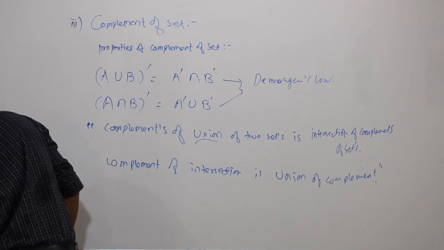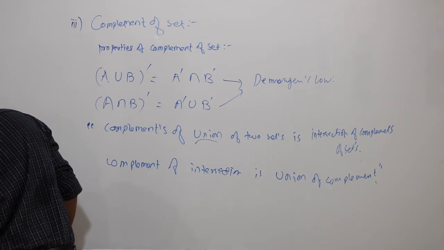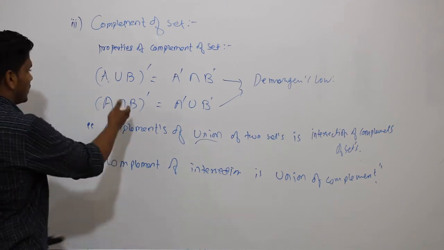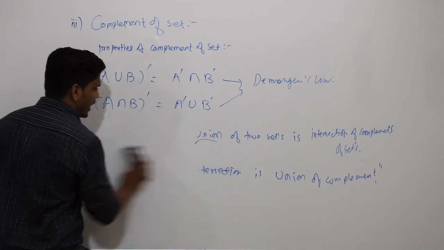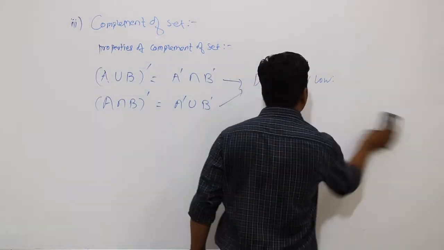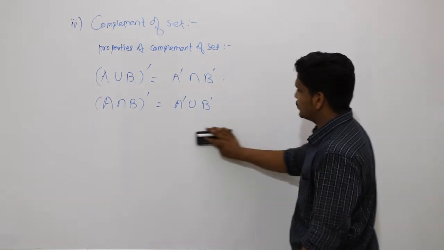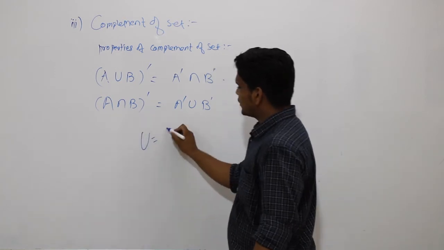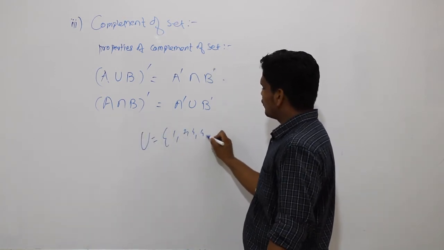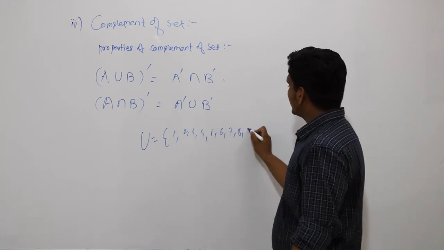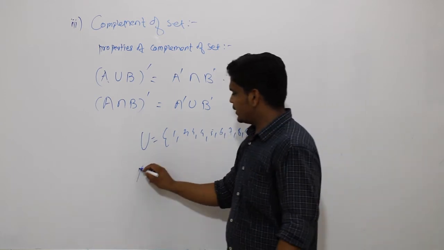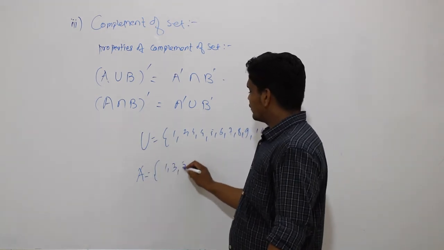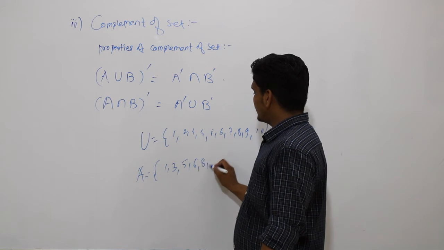Now what is the next thing? We will take some examples so that we will be comfortable with De Morgan's law. Suppose I consider one example for this De Morgan's law. We will verify it by using an example. I will take the universal set as 1, 2, 3, 4, 5, 6, 7, 8, 9 and 10. For this I will take A equals 1, 3, 5, 6, 8, 10.